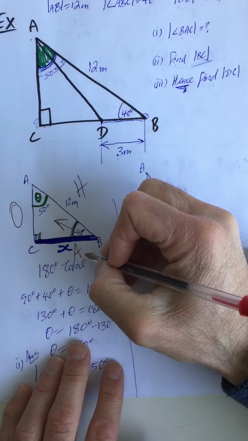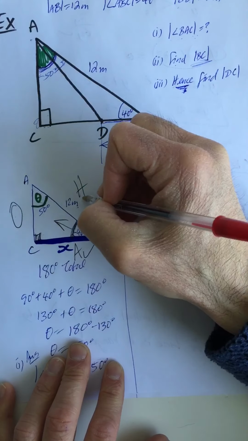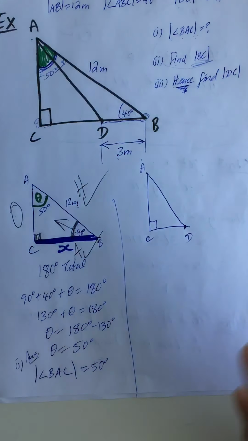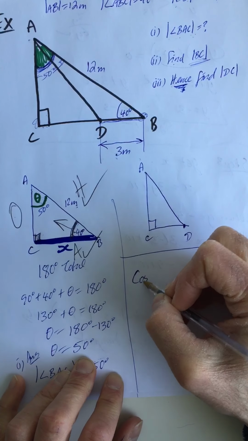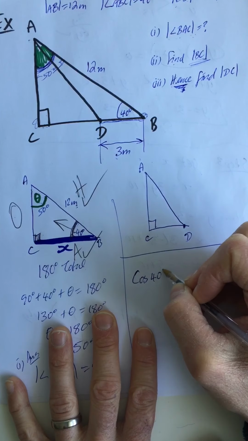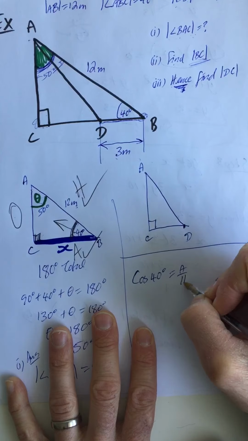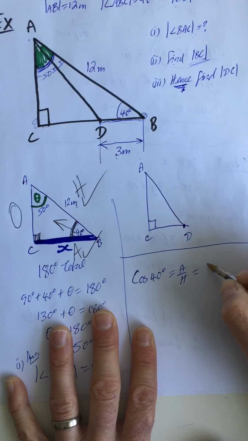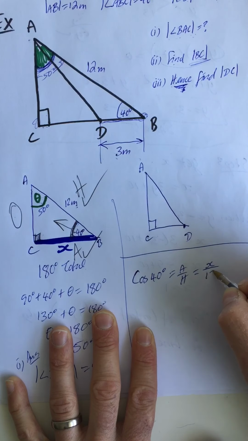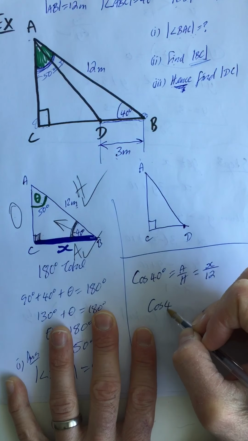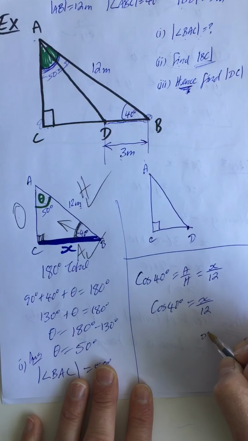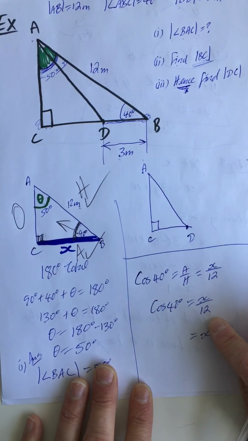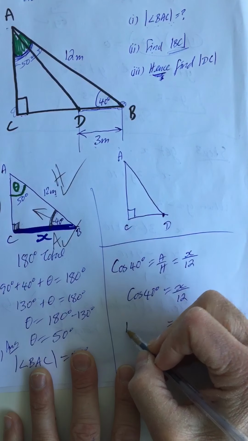And then I say, okay, I want to know my x, which is A, and I know H. So which one has A and H in it? Well, it's cosine. So I'm going to write cosine 40 degrees is A over H, which in this example is x over 12. So I've cos 40 is x over 12. I want to get x on its own. To get rid of a divide by 12, I cross multiply.